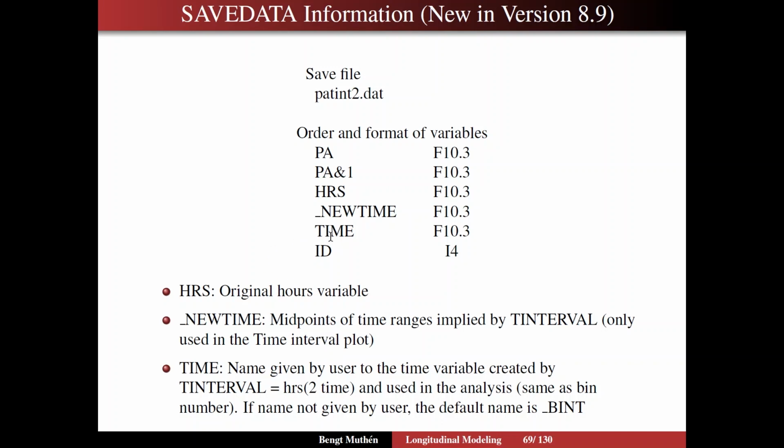And then time, which is the name that you give for the time variable that Mplus creates, going from 1, 2, 3, the bin number essentially, or exactly actually, given by the user, created by time interval using analysis, same as the bin number. If you don't give any name, the default name is underscore bin t. So you may want to take a look at those variables and compare the original hours with the time that Mplus created and see if there's a big discrepancy.